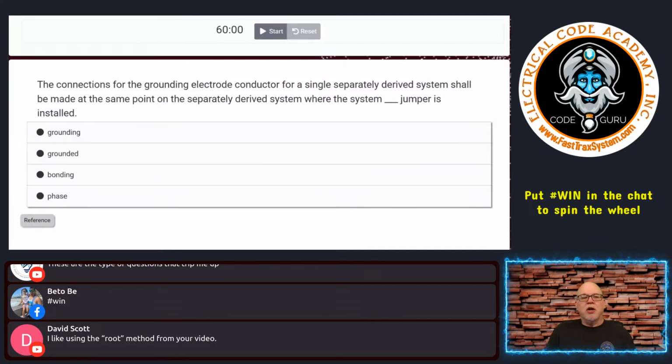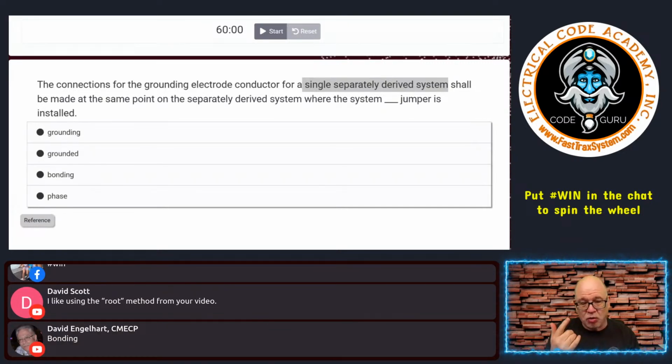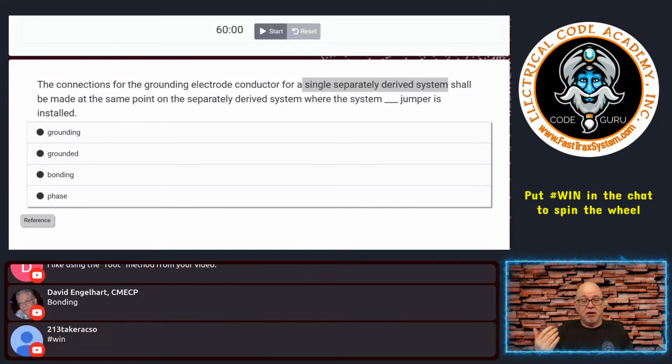All right, so in this question right here, the connections for the grounding electrode conductor for a single separately derived system. So first of all, we identify that this is a separately derived system, okay? And you and I that are savvy, or maybe have our grounding and bonding course, you understand these things. You're like, okay, I know that in Article 250, when it comes to grounding electrode conductors, I know what it is for a dwelling, right? I'm used to 250.66. I'm used to all that stuff for the building.